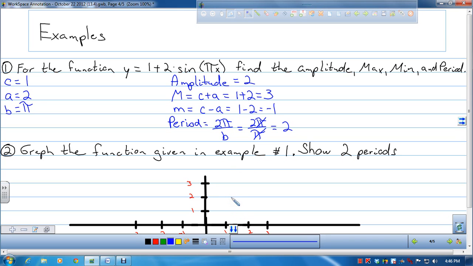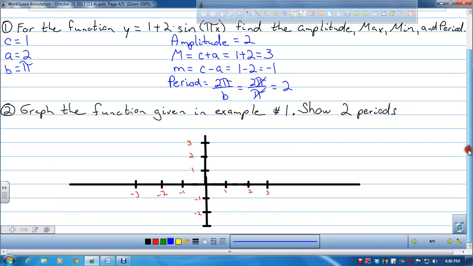So now I've got all the components to be able to graph it, and that's what we're going to do in step 2 here. It wants us to graph the function given in example 1 and show 2 periods. So the period is 2. It wants us to show 2 periods. I'm going to take you through the process that I feel is the easiest.